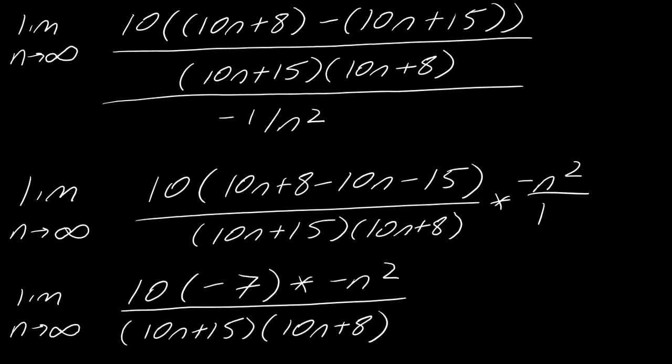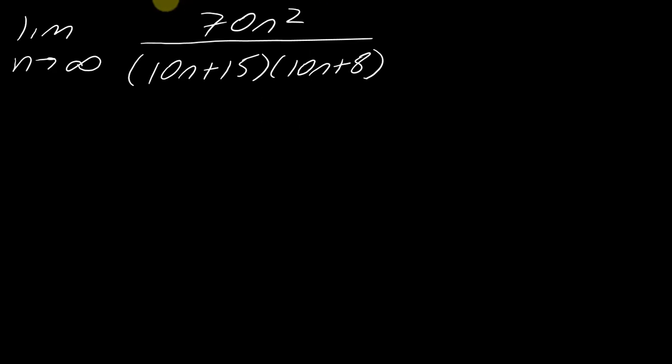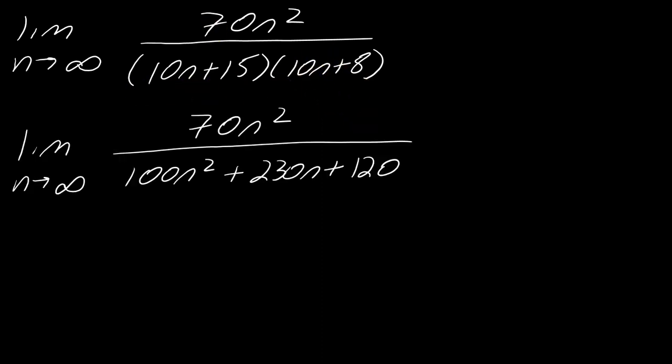So here's everything that I'm left with when I complete this operation. I've got 10 times negative 7 times negative n squared, all of this times the denominator. Okay, so now the top becomes just positive 70n squared, and I've still got the denominator. So next I'm going to multiply all of this stuff in the denominator together. So now I've got 70n squared over 100n squared plus 230n plus 120.